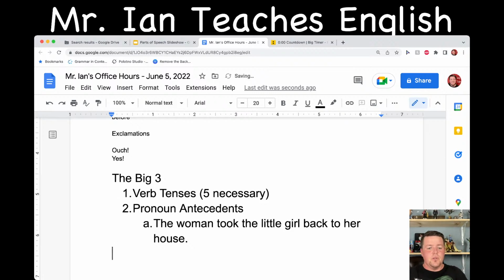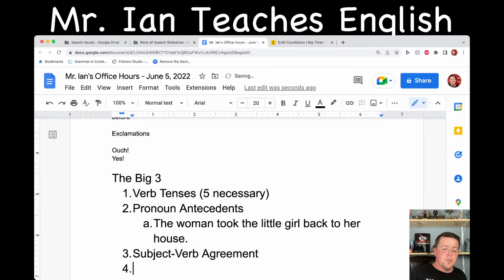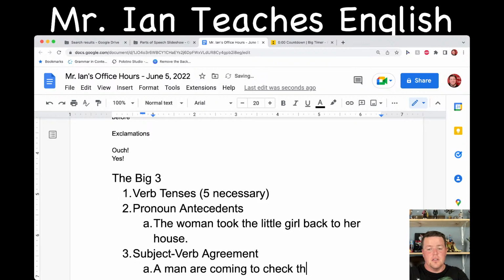All right, and the last one, number 3, is subject verb agreement. All right, subject verb agreement. The idea here is that your subject matches in form or in number with your verb. So for example, if you say a man are coming to check the air conditioning. Now there's a problem here, and we know there's a problem. You said a man, one, are, plural.